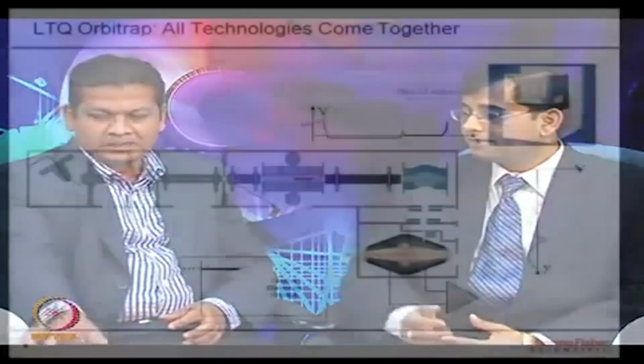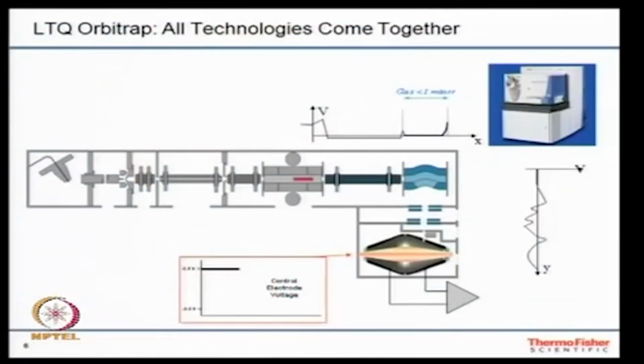Right. Currently we have 3 different Orbitrap platforms, from the low end to the highest end. The Orbitrap is nothing but a kind of ion trap where the ions move in an orbit. To give you a brief idea, it's better to have a small presentation I can show you. Yeah, please go ahead.